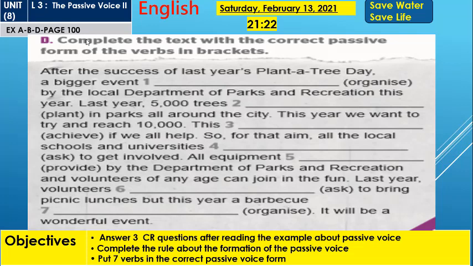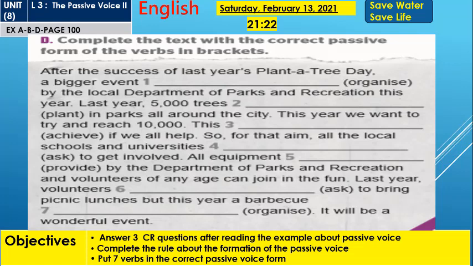Pause the video and try to complete the task yourself. So let's try to do it. After the success of last year's Planted Tree Day, a bigger event, the verb organize, by the local Department of Parks and Recreation this year. So, "by" here means that we need the passive voice of the verb organize. But which tense? We are talking about a recent event. So we can choose the present perfect, or possibly the past simple if you want, but better to use the present perfect.